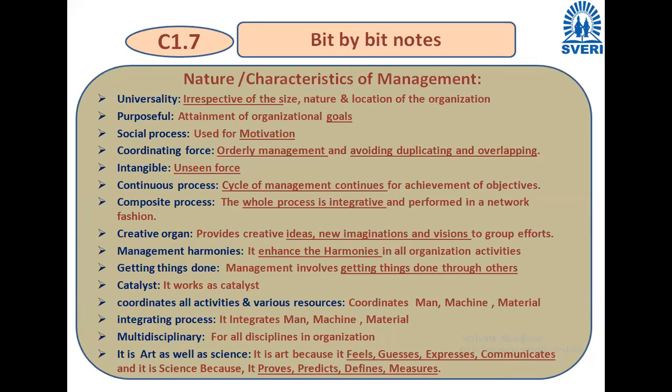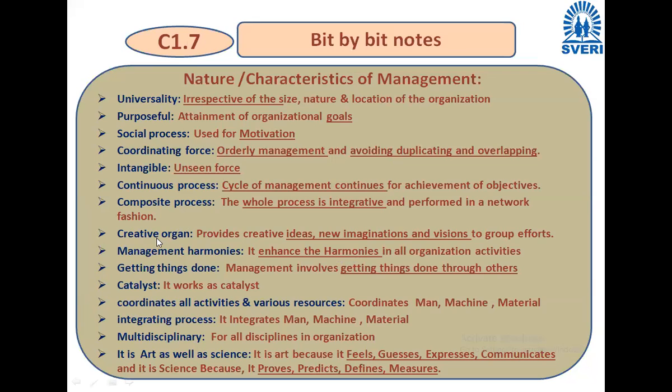He may train, you take training on this software, 1 month, 2 months, 3 months, he will get the training. So I mean to say this is a network fashion kind of system. That's why it is called a composite process. Management is a composite process. सगळी लोक ह्याच्यामध्ये पाहिजेत, everybody, right? So this is a composite process as it is done in a network fashion.